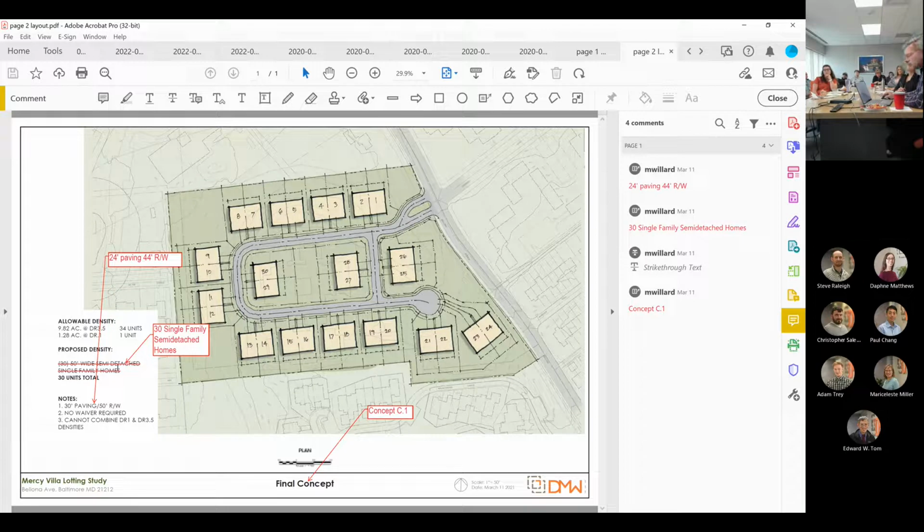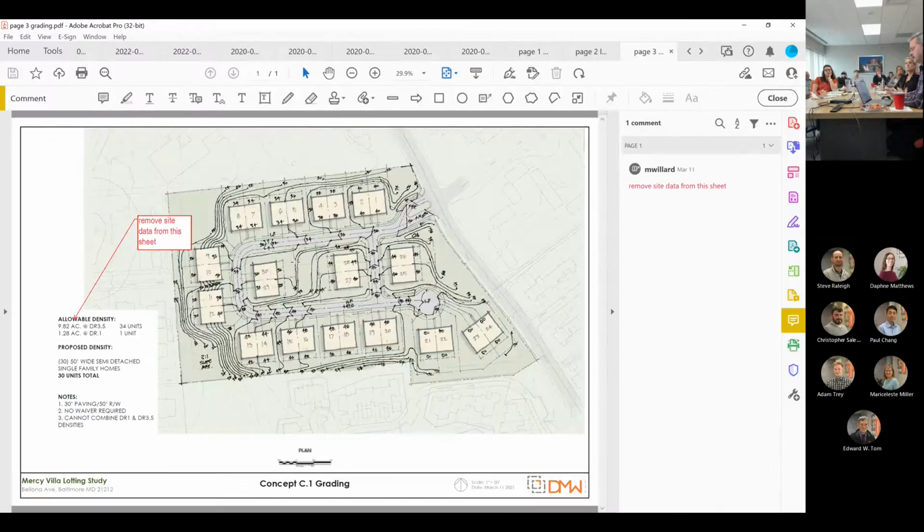These are all 50-foot wide. I don't see any darker colored units. This is actually where we ended, not where we started. Okay, so this was sort of the beginning. I suppose the grading just overlaid on it. So this is, again, sort of getting the layout to work.